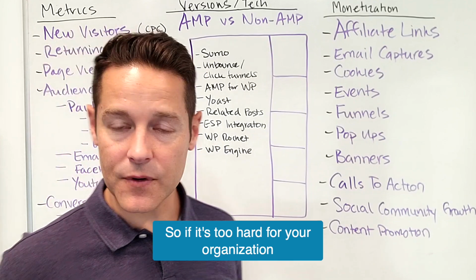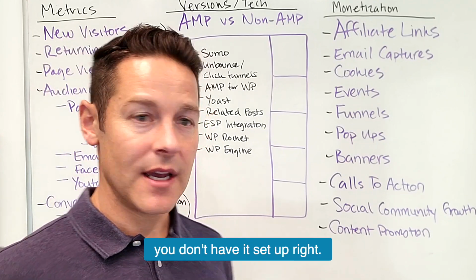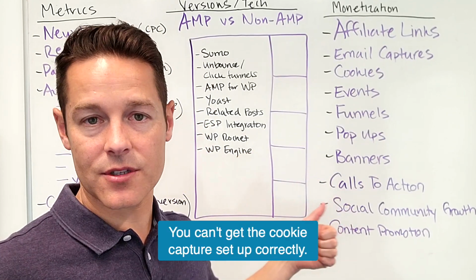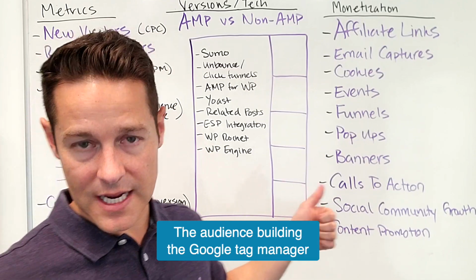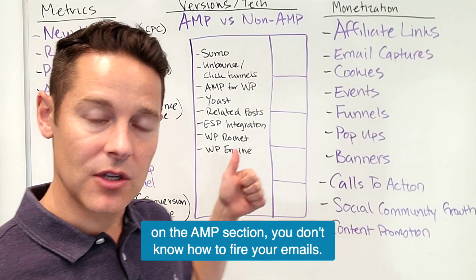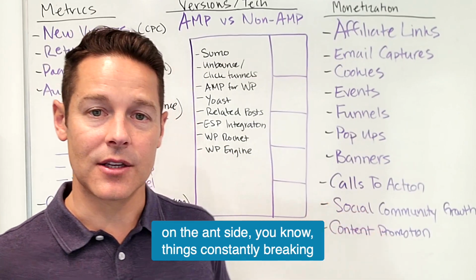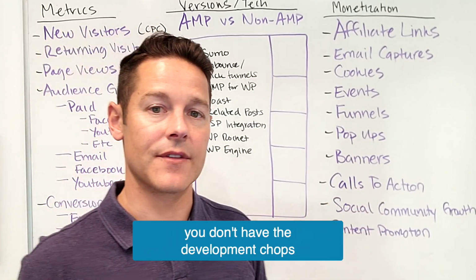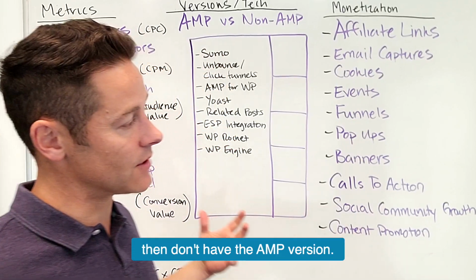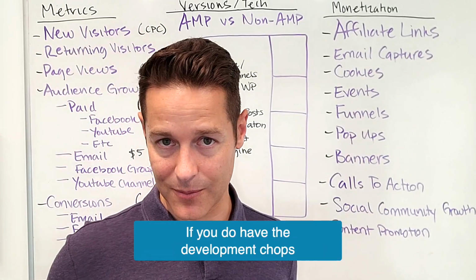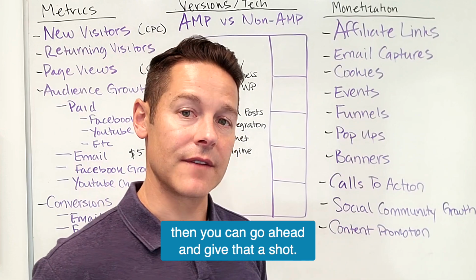So if it's too hard for your organization, you don't have it set up right, you can't get the cookie capture set up correctly, the audience building, the Google Tag Manager on the AMP section, you don't know how to fire your emails, you don't know how to set up calls to action on the AMP side, things are constantly breaking, you don't have the development chops, then don't have the AMP version. If you do have the development chops, then you can go ahead and give that a shot.